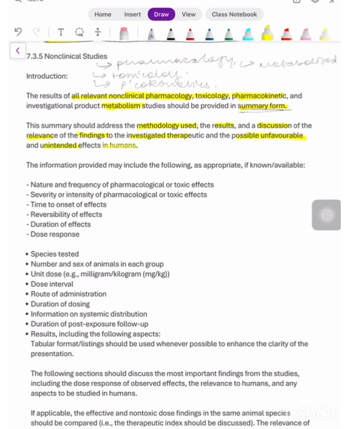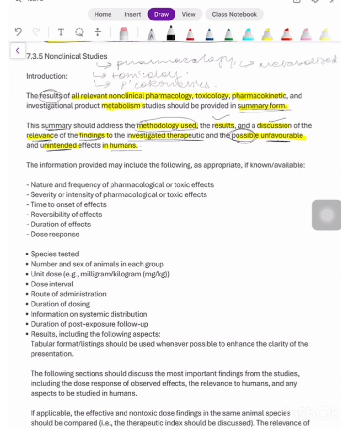So they said that not only do you have to discuss just the results of it, you have to discuss and address in a summary form what methodology was used in obtaining those results, obviously the result, and the discussion of whatever relevance finding you think is related to the investigational therapeutic effect, and based on that what you think would be the possible unfavorable or unintended effect in human. They're talking about side effects.